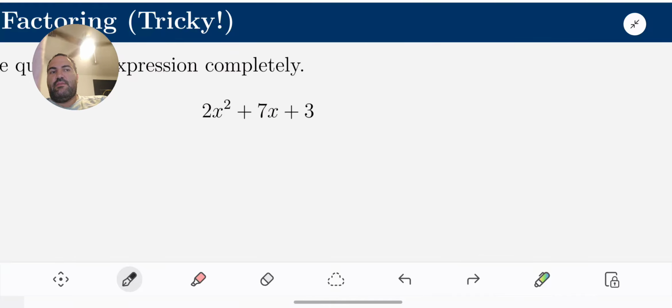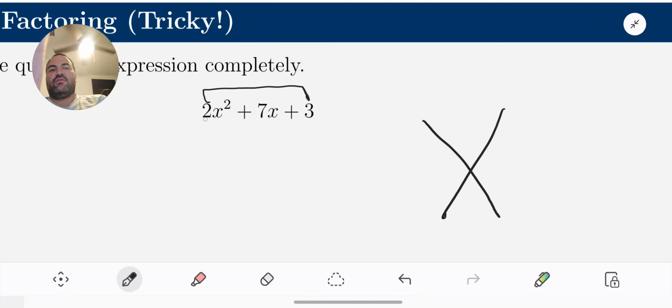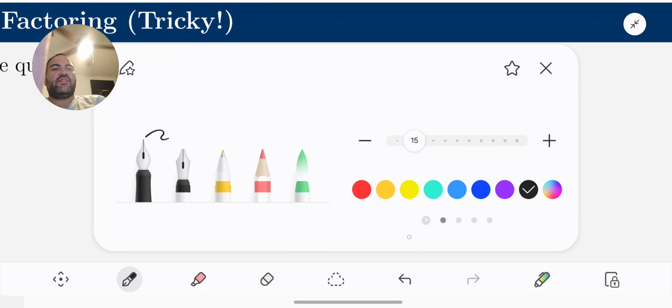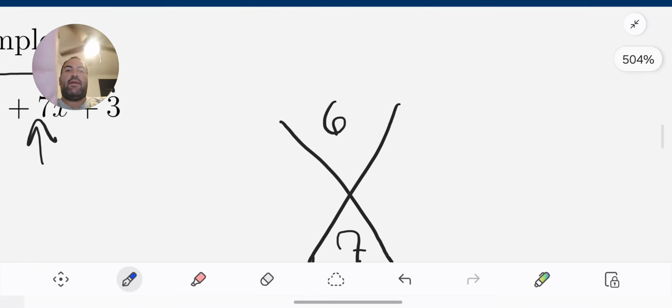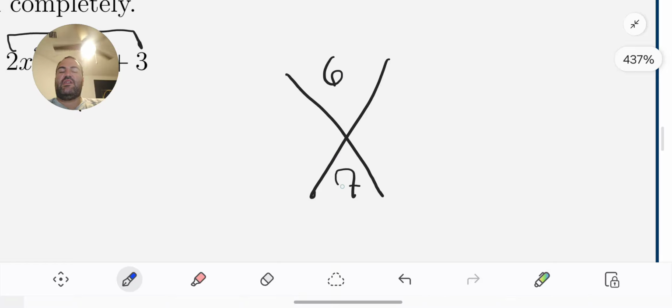So what I like to do is called the big X. What goes on top of the big X is A times C, the front times the back. 2 times 3 is 6. The middle number goes on the bottom. Now this is the magic riddle: two numbers that multiply to 6 and add to 7. What are the two numbers that multiply to 6 and add to 7?